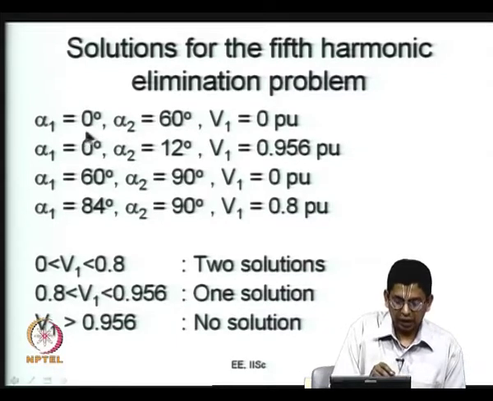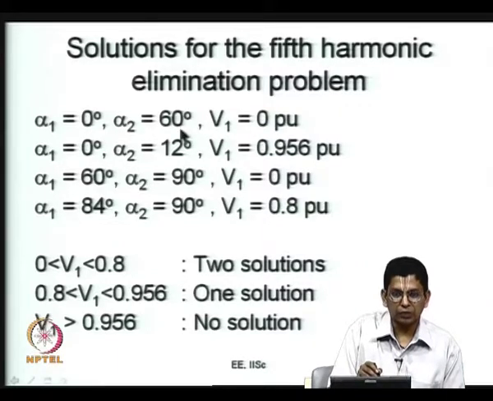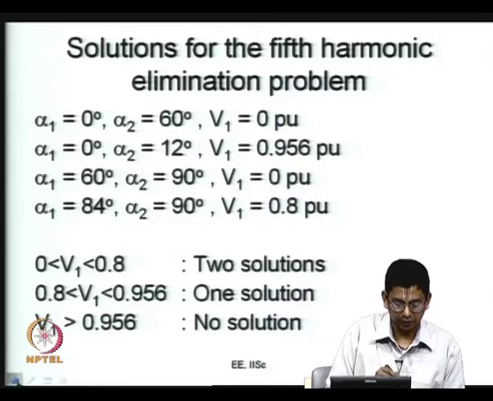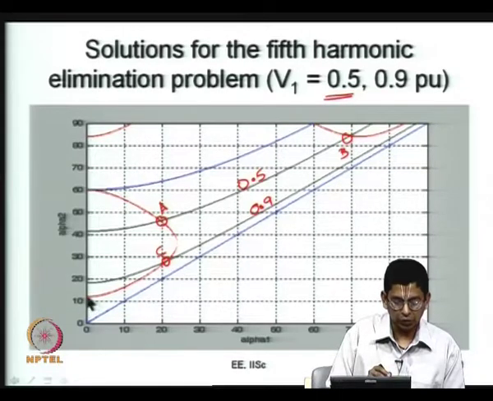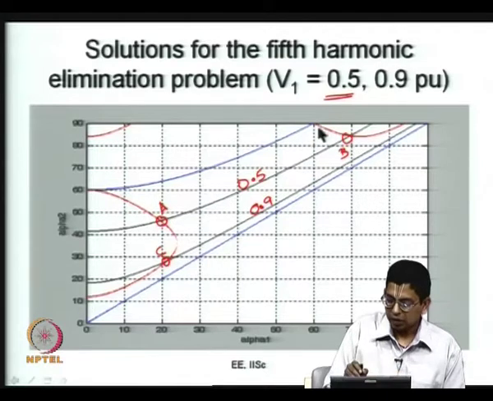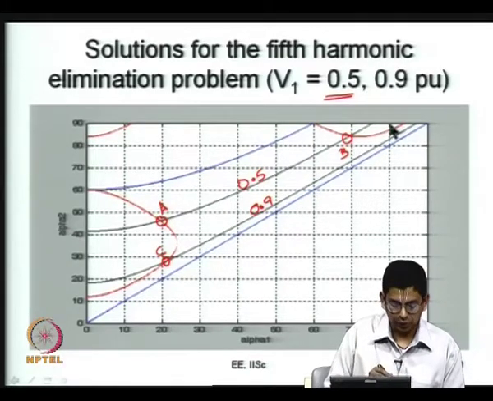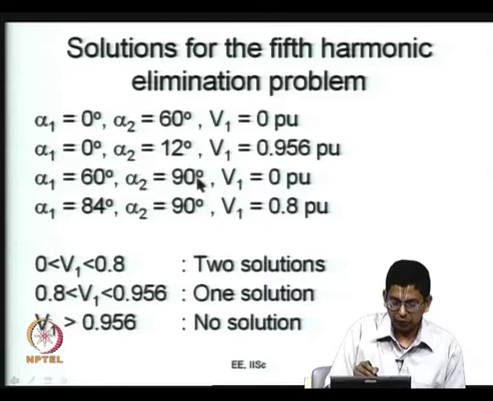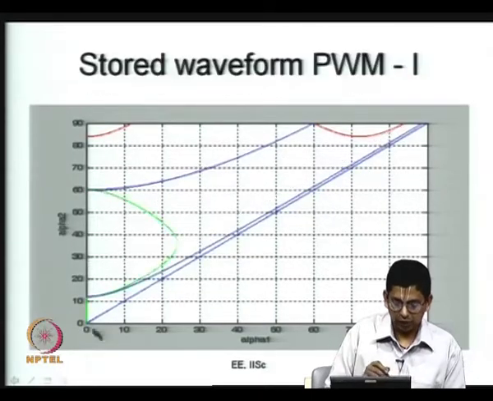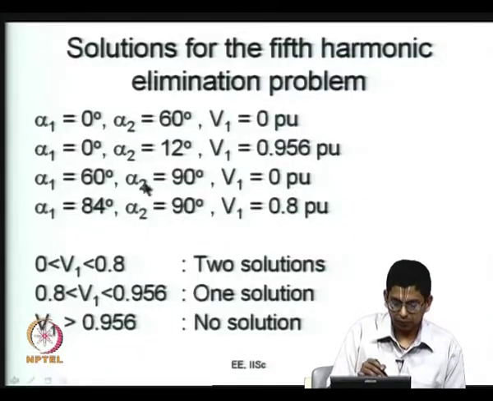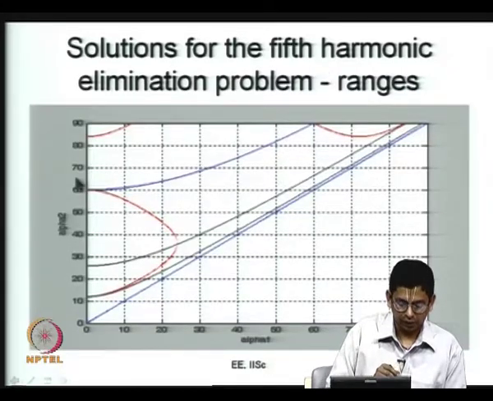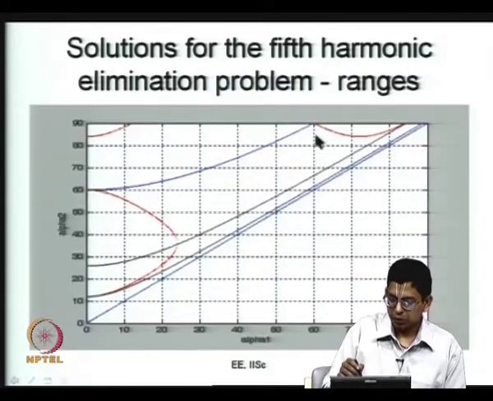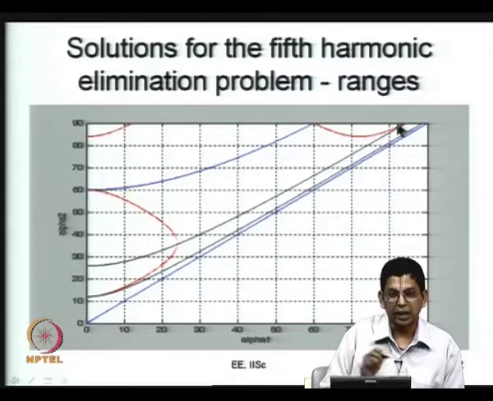First, let us say if I take alpha 1 equal to 0, for V 1 the corresponding values of alpha 2 I am getting as 60 and 12 degrees. That is, for alpha 1 equal to 0, this is 12 degrees, this is 60 degrees, and this is one of the curves now. Then along this line you have alpha 2 equal to 90 degrees. So, when I use alpha 2 equal to 90 degrees, the corresponding values of alpha 1 are 60 and 84 degrees. So, I go here. So, this is 60 degrees alpha 1, this is 84 degrees now. So, this is what we have.